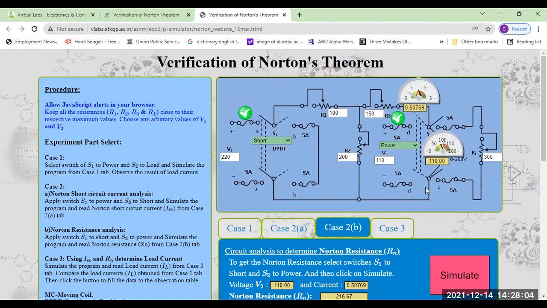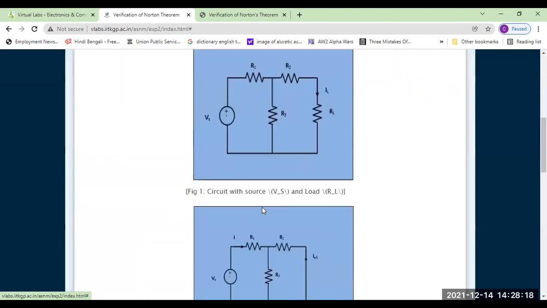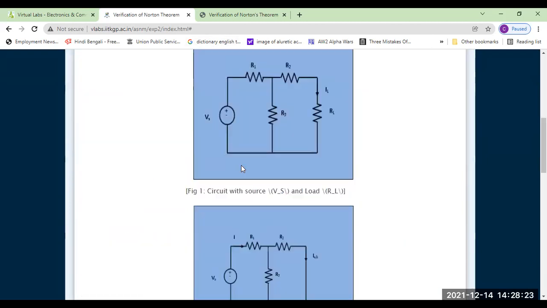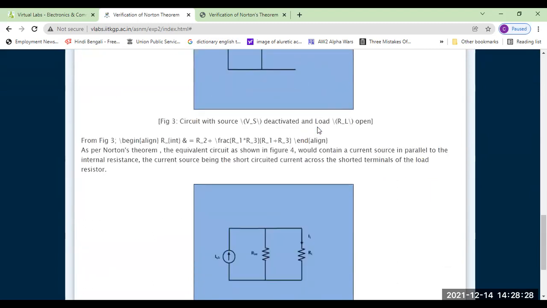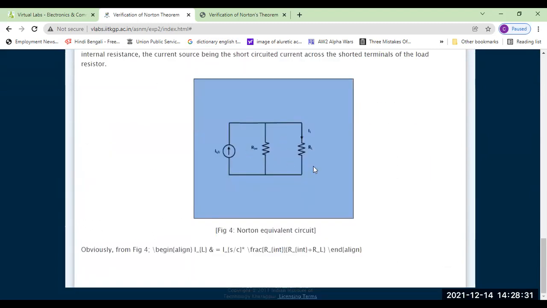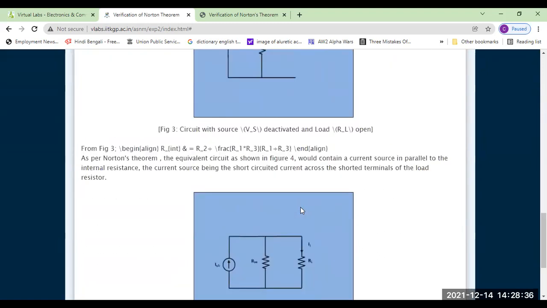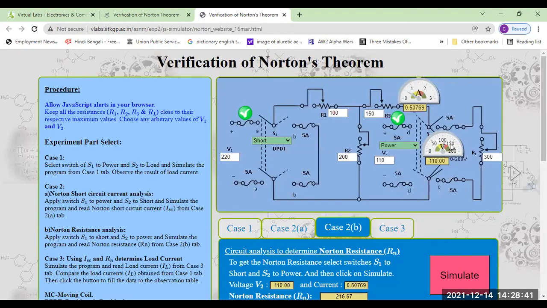But actually in your practical, in your theory, this V2 source is not stated anywhere. There may be some confusion for you. The first time I performed this, I was also confused, because it is not matching with this theory. In this theory, no V2 voltage source is there. But why is this voltage source given?